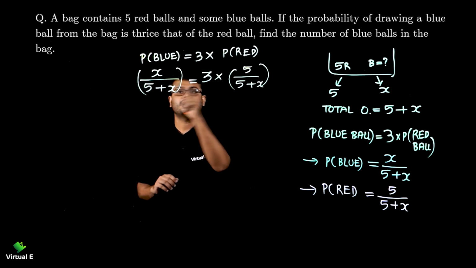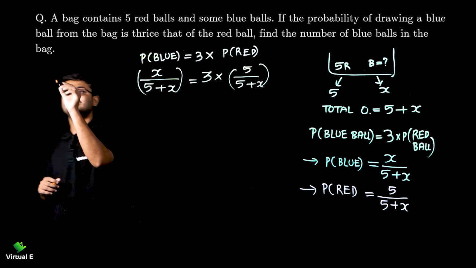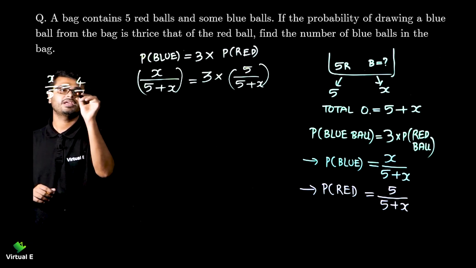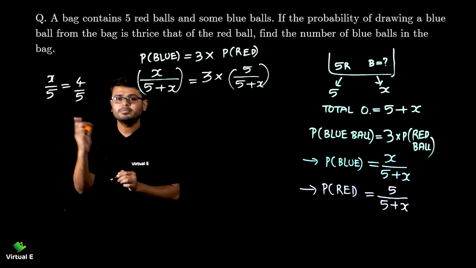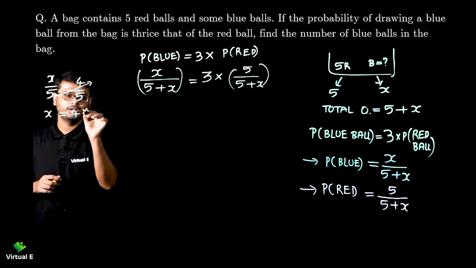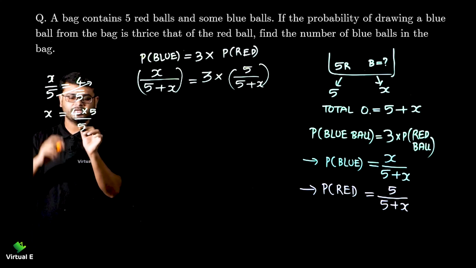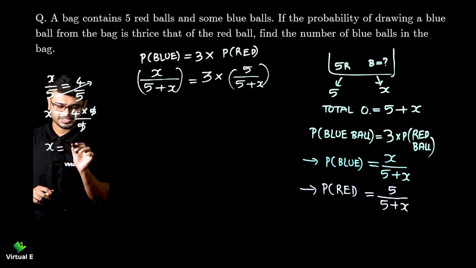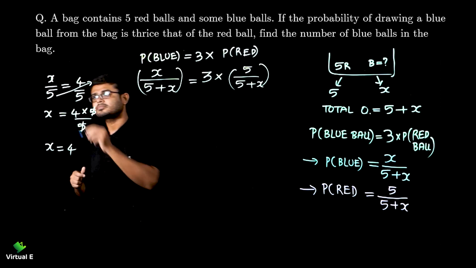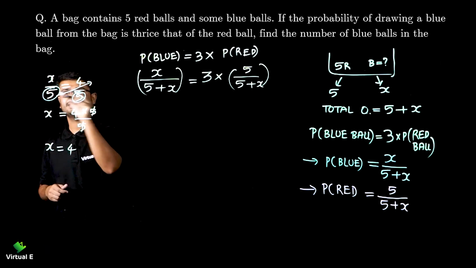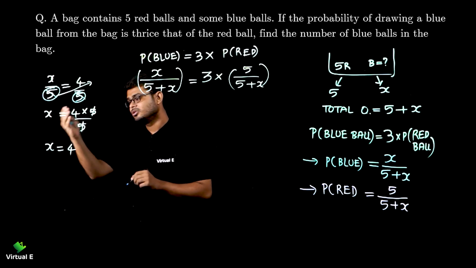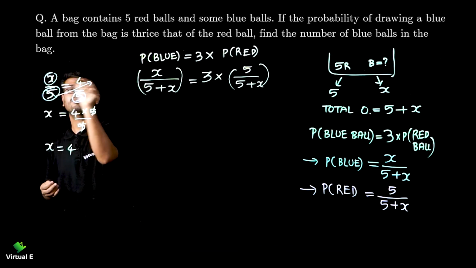Now see, the denominators are equal. Generally, what I am trying to do here, let's say X upon 5 and 4 upon 5. If we simplify, the 5 will go into the numerator: X is equal to 4 into 5 over 5. The 5 will get cancelled, X is equal to 4. What you need to understand is that the denominators are the same, so I cancelled them. If I cancel the denominator in this step, I get the answer straight: X is equal to 4.